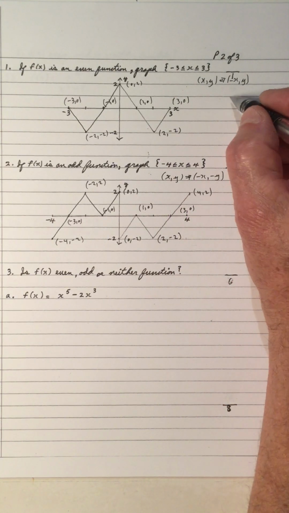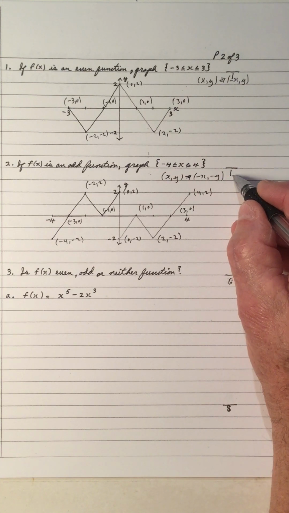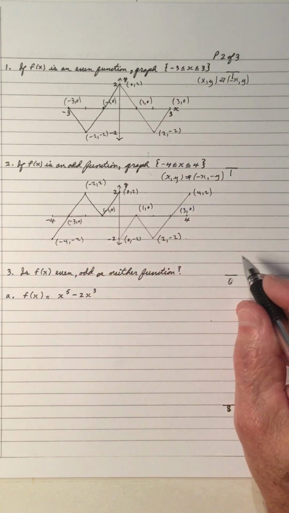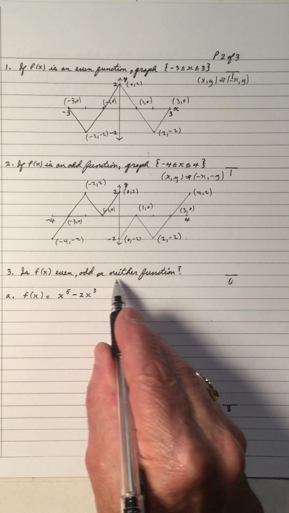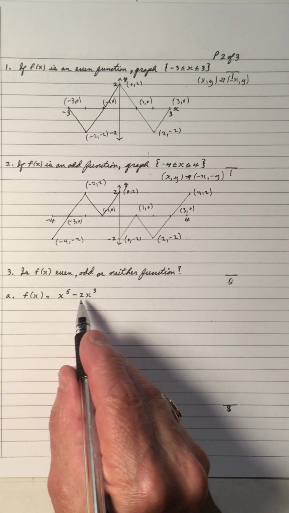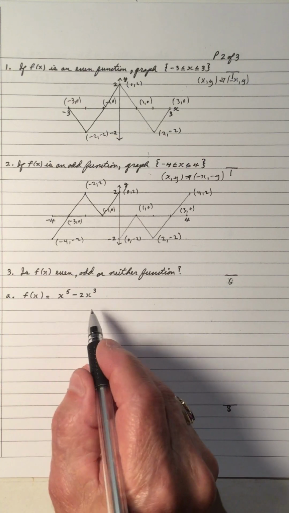Okay, so if you get this one right, give yourself a mark if you have this drawn correctly. Now, is f of x even, odd, or neither? I have some examples to work out.